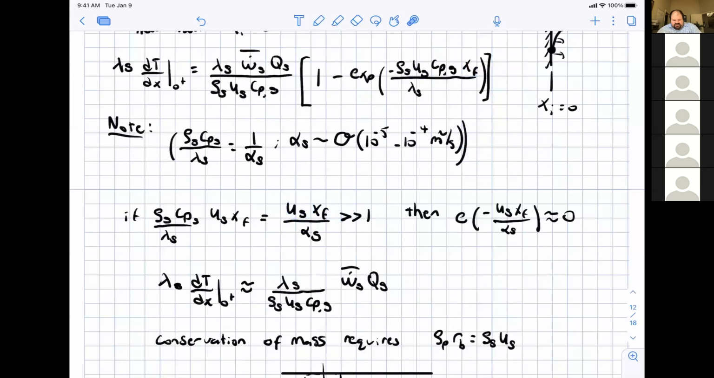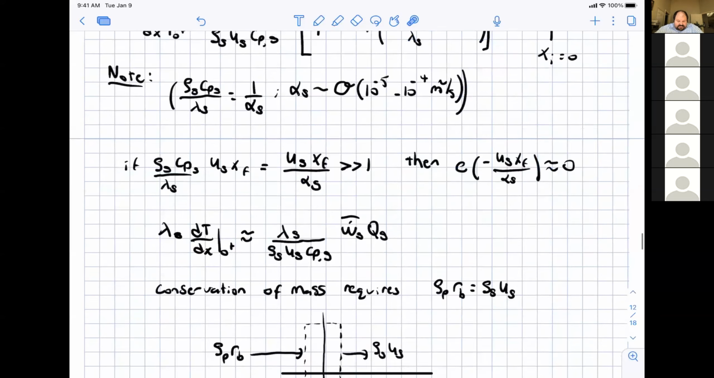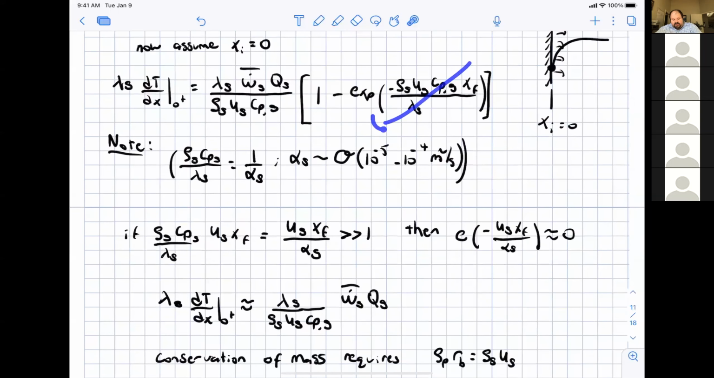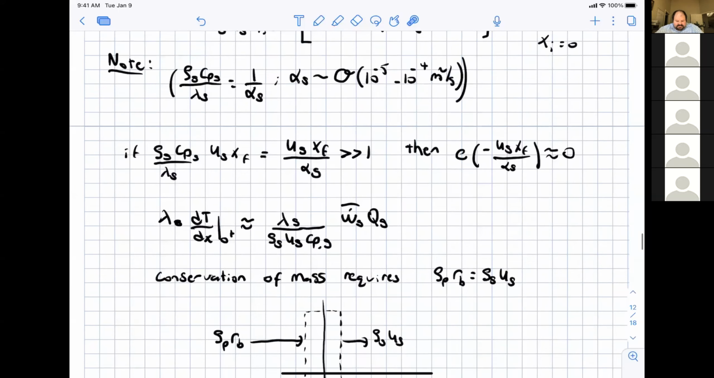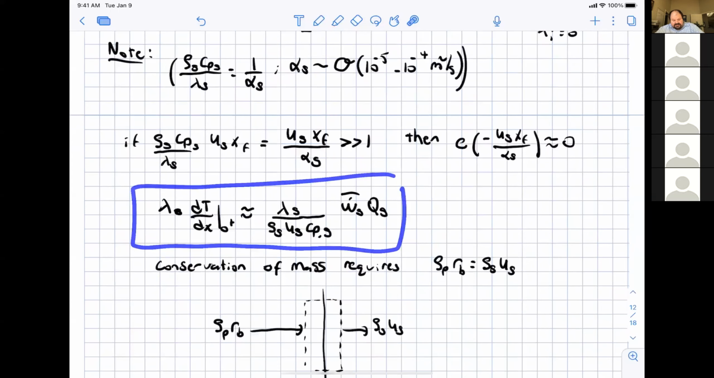And then after you put this fairly large number in this exponential, this is actually going to be a very small number. So e to the minus UG XF over alpha G is going to be a very small number, and so this term here goes away. Finally, we've gotten rid of all of the nasty terms, and we are only left with the conduction heat flux on the gas phase side being just equal to this right here, because this is 1 and this term is now 0. Okay, so are there any questions with that?